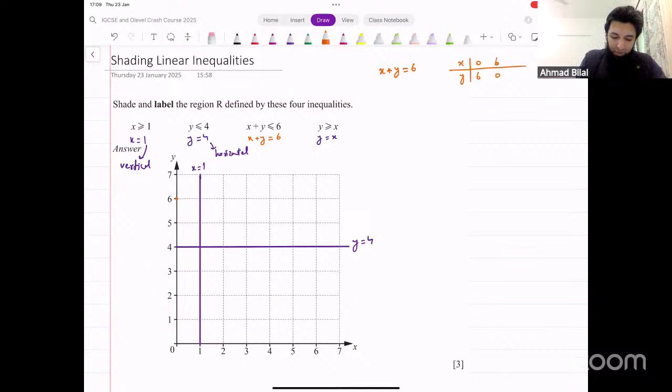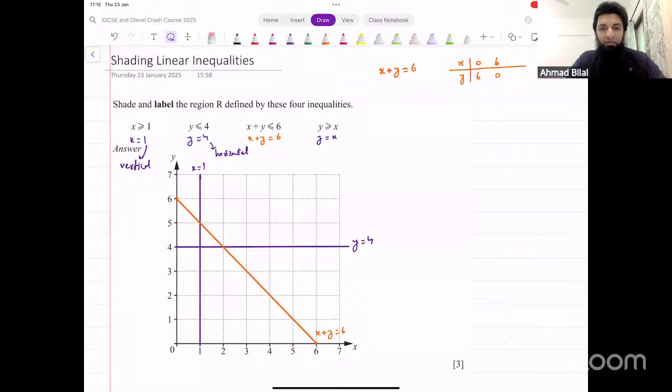(0, 6) is going to be this point here. And (6, 0) is this point here. You have these 2 points, just join them, and that will be this third line, x plus y equal to 6. Let's write that down. This is x plus y equal to 6. That's the third line that we have drawn here.